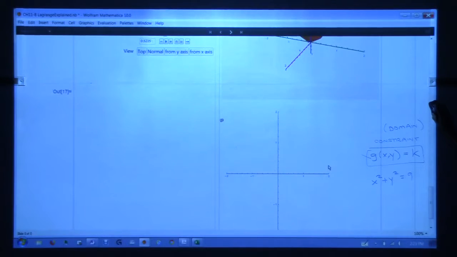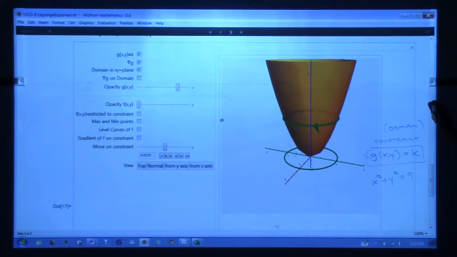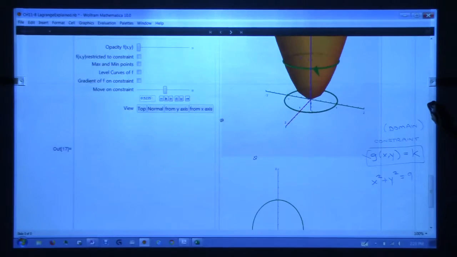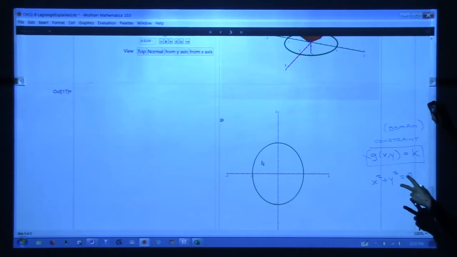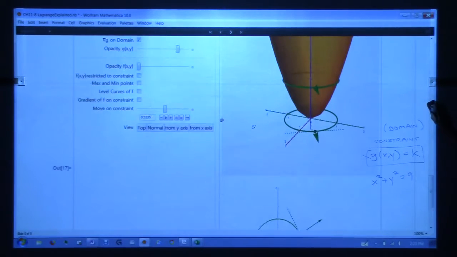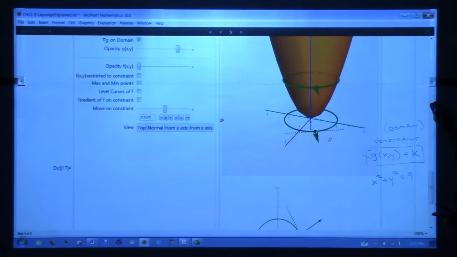And down here, I have the same picture, so there's the domain right there, but I've basically projected it down to the XY plane so you can see it a little better. There it is from the top view. And there's the gradient from the top. Does that all kind of make sense? Do y'all see that picture?